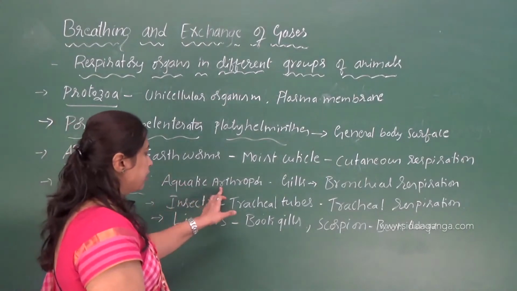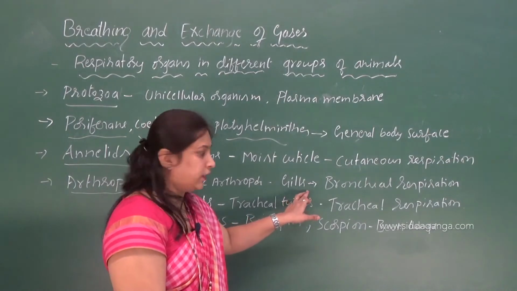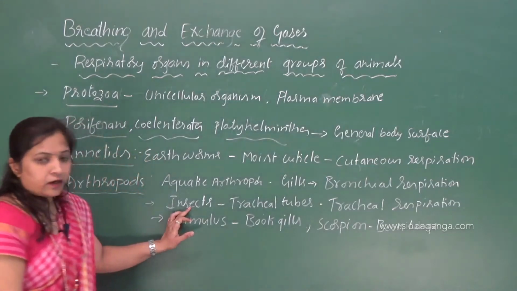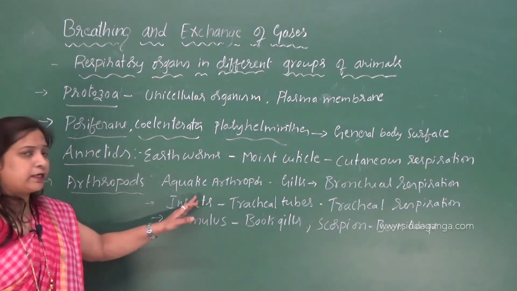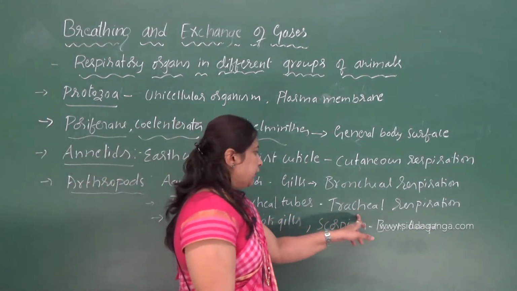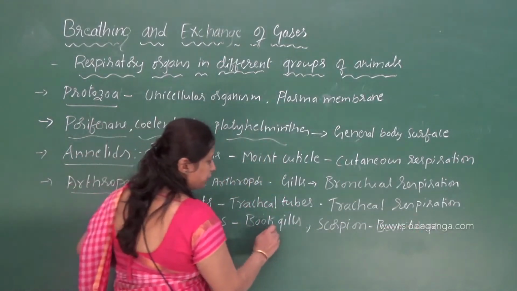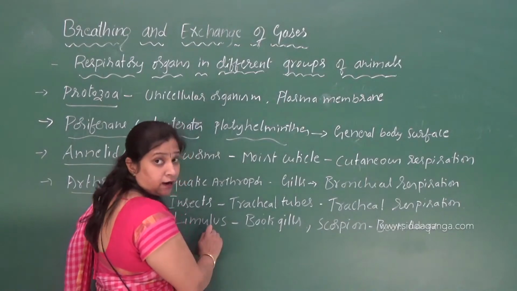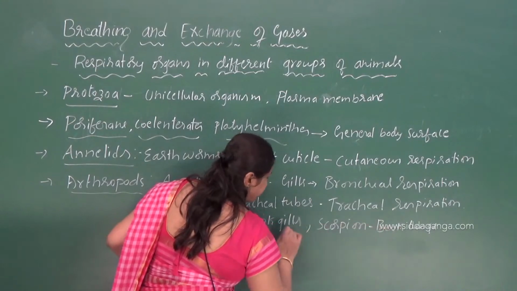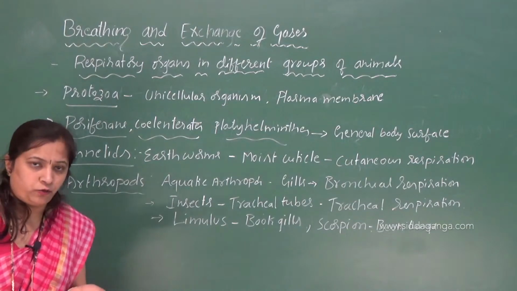Aquatic arthropods have gills for respiration, and respiration with the help of gills is called branchial respiration. In insects, the respiratory structures are the tracheal tubes, and the type of respiration is called tracheal respiration. In limulus, the king crab, the respiratory structures are book gills, and in scorpion, book lungs. Book lungs are modified book gills. So these are the respiratory structures of arthropods.